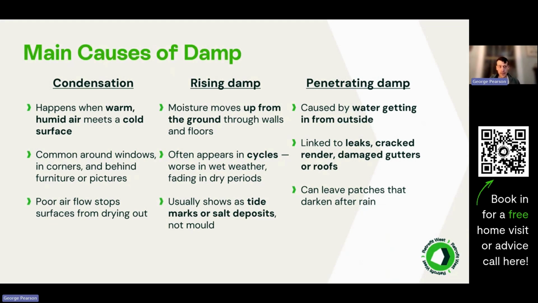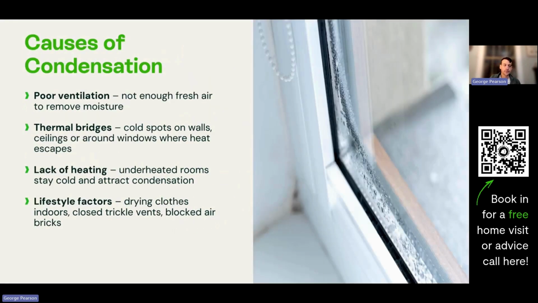And then there's penetrating damp, which is caused by water entering through leaks, blocked gutters, cracks, any sort of broken areas of the building envelope. And this appears as localized damp patches that darken, particularly after rain, and will take some time to dry. It's important to note that each type of damp I've just mentioned has its own different cause and solution. So it's important to identify the type of damp in your home before deciding on any treatment.